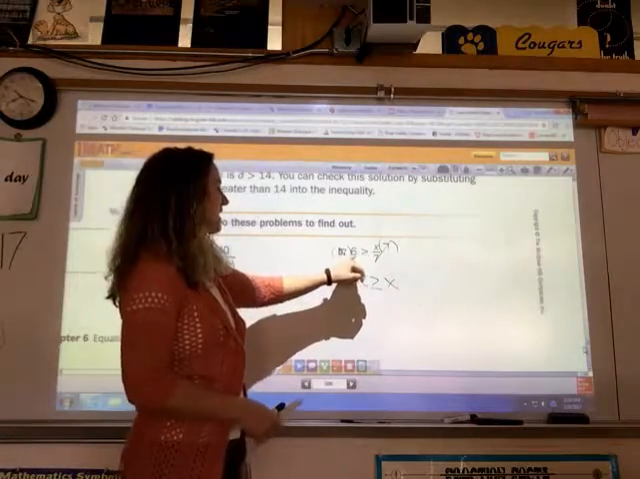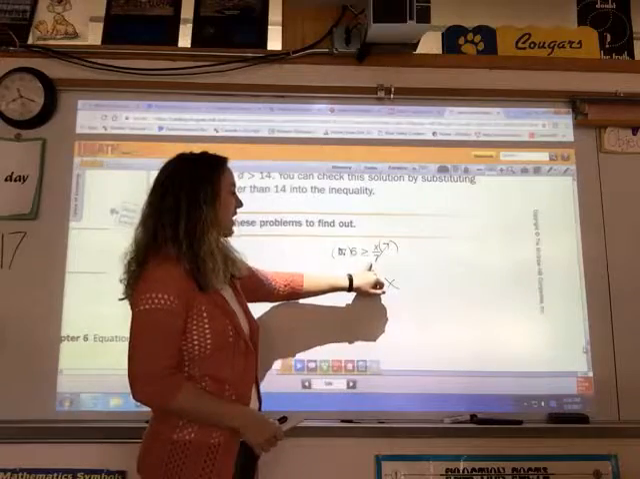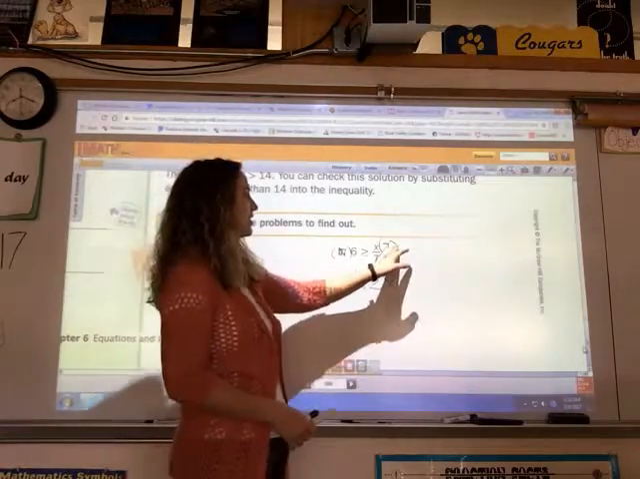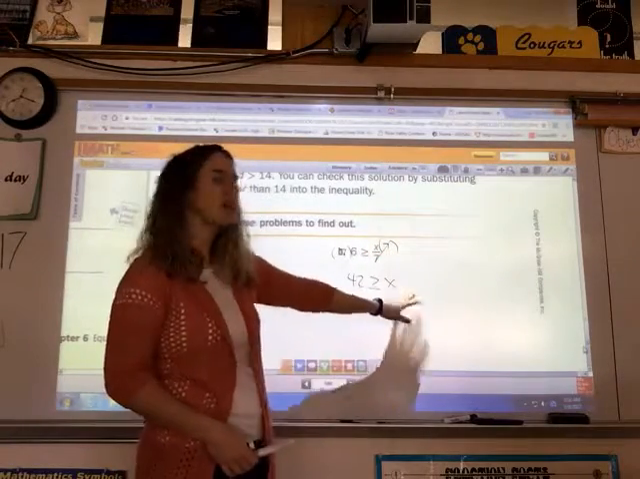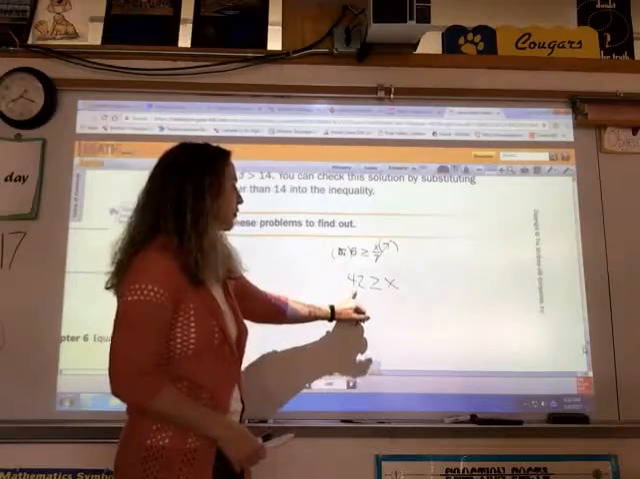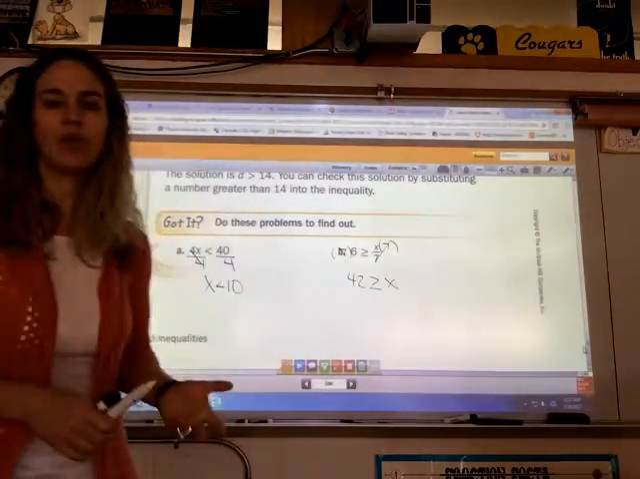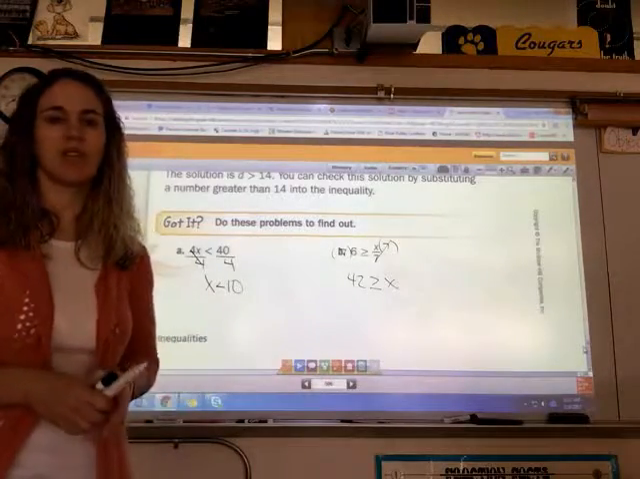Take a look at letter B. I had 6 is greater than or equal to x divided by 7. Opposite of dividing would be to multiply, so I'm going to multiply both sides by 7. Remember to keep the 7 on top. 7 divided by 7 is 1, so x is left on the right-hand side. And then 6 times 7 is 42, so 42 is greater than or equal to x. So not too difficult there, same concept, same ideas as when we were solving basic equations.